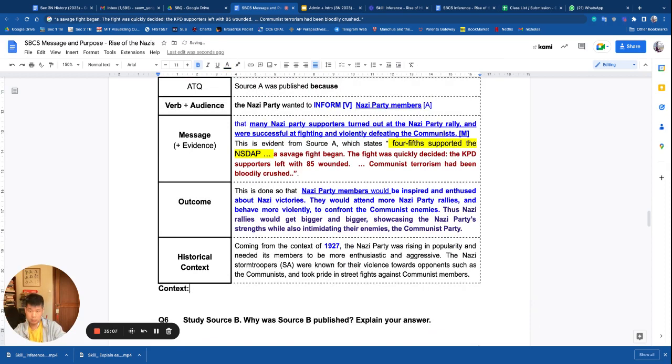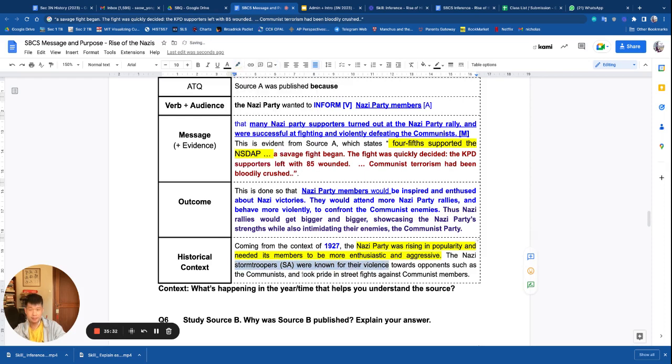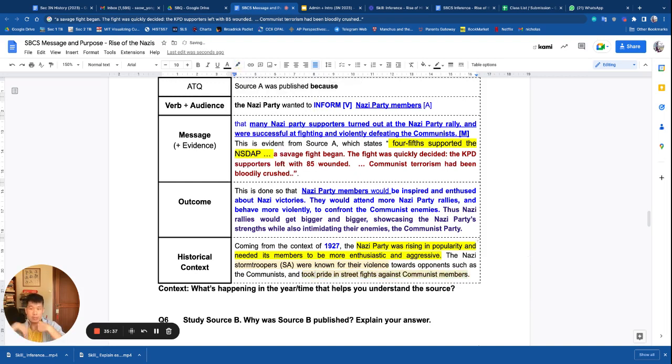Context is what helps you understand the source. In this case, in 1927, the Nazi Party is rising in popularity and it needs its members to be more enthusiastic. The stormtroopers, I can talk a bit more about this, were known for their violence, and there were many street fights. And they are growing in number. There are more and more stormtroopers. And you can see why. Because they're successful. They win all these street battles. They get a sense of pride and exaltation and happiness.